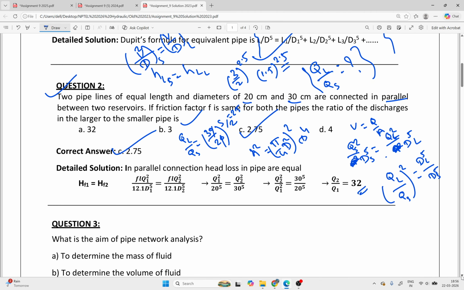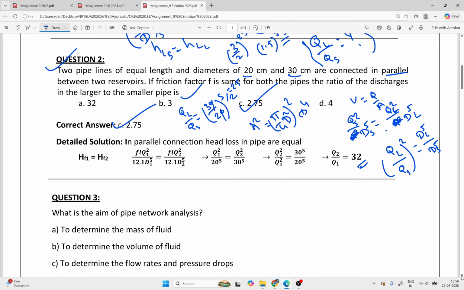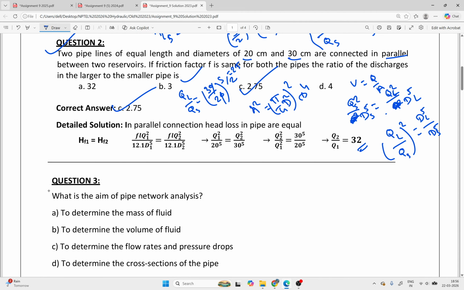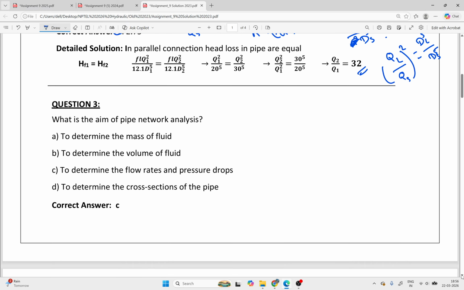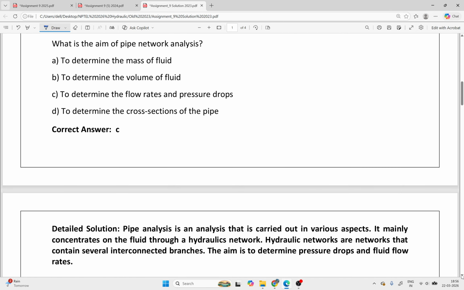Next question is, what is the aim of pipe network analysis? I will not read it again, as we have already solved this. Option C was correct: to determine the flow rate and the pressure drop.